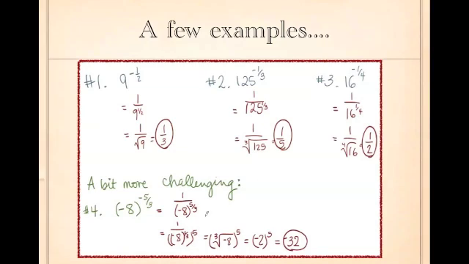Another more challenging example is number 4. This one is negative 8 to the negative 5/3. We can rewrite this, getting rid of that negative exponent, as 1 over negative 8 to the 5/3. Then we have to use the first rule that we just learned, and that is we're going to split this 5/3 up into 1/3 times 5. So now I have the cube root of negative 8, which is negative 2, to the 5th power. And when I take negative 2 to the 5th power, I get negative 32.